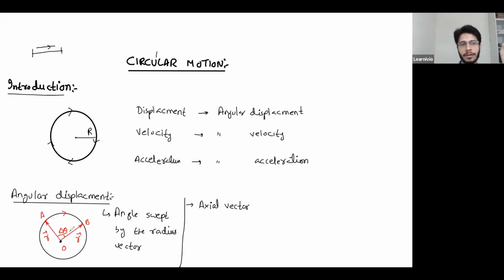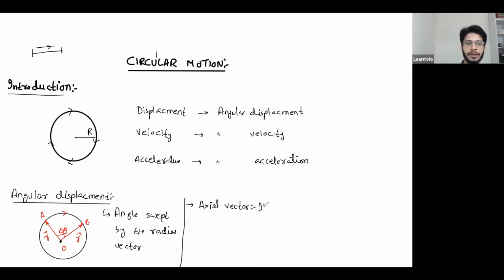I'm repeating it again. Angular displacement is a vector, but it's an axial vector. Axial vectors have directions along the axis of rotation. This is the axis of rotation about which the body is revolving. This axis could have two directions, either out of the screen or into the screen. Whether it is out of the screen or into the screen, that direction is given by the right-hand thumb rule.